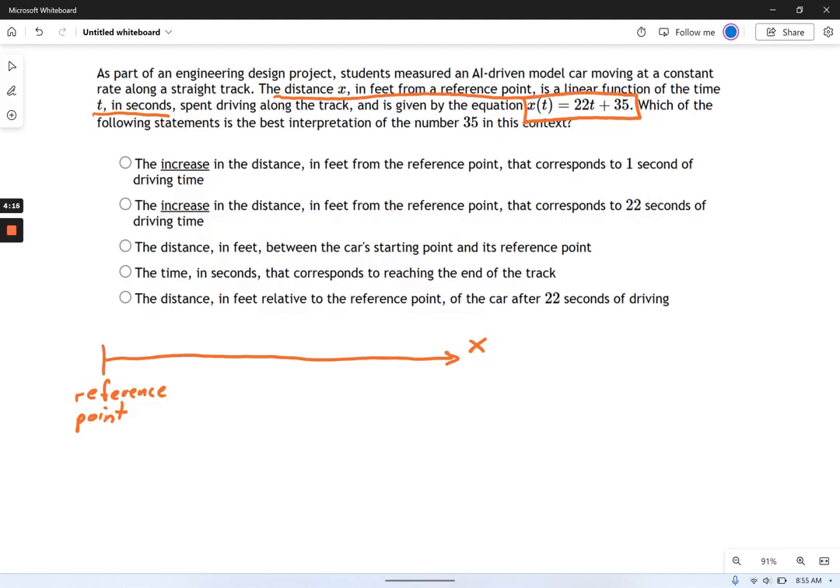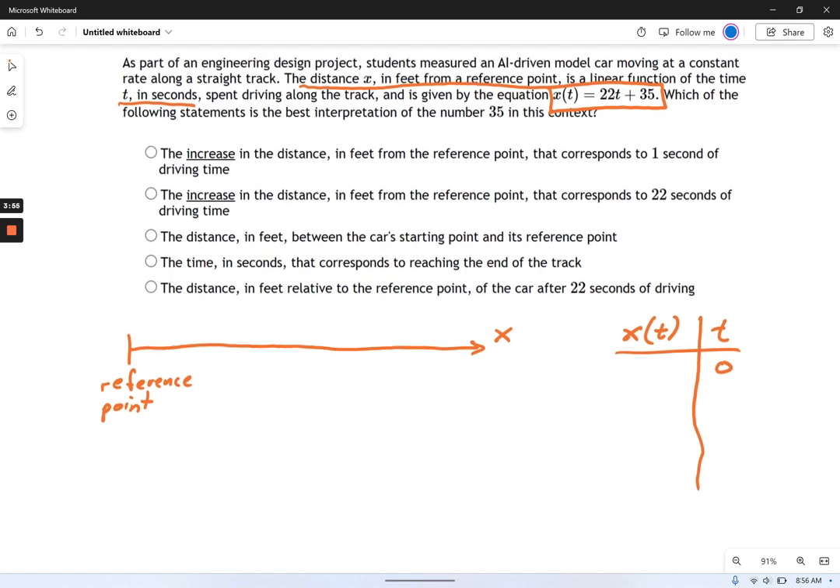So I want to turn that into a table. I'm going to put x of t in one column of the table, and in the other column I'm going to put t. So I can put in all sorts of values for t, and you can guess here, but I'd always start guessing at 0. That's a really useful point. 0 tells you the starting point of the car. And then we could try 1 and 2 and 3 seconds and so on until you get bored.